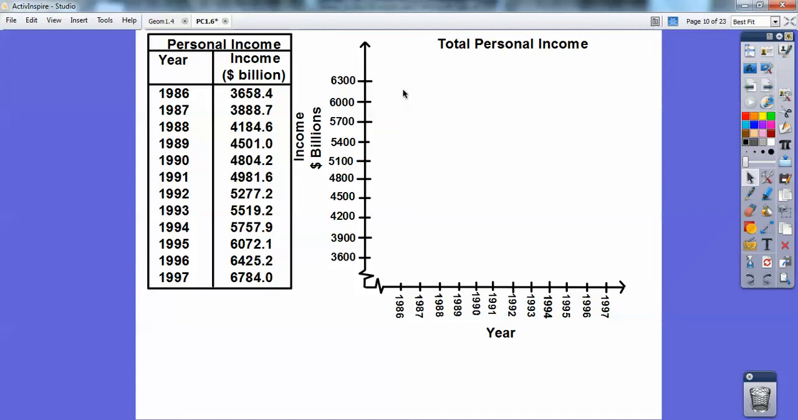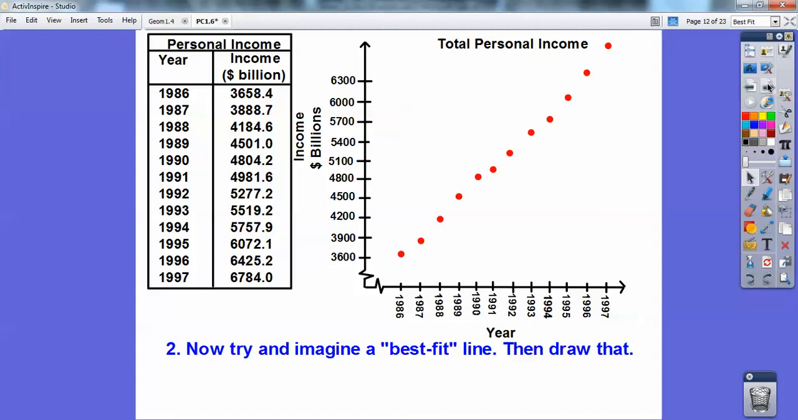And then you just start plotting them, you guys. So 1986, and then that would be right here, and then you go up to 3658. So I don't know, right around there-ish. Okay, and I graphed all of these, so you should get a graph that kind of looks like that. Now those points are pretty close to a straight line. They're pretty linear. They're not exactly a straight line, but they are pretty close. And so if you can imagine a best fitted line that would fit right up there, that's what we're going to call it. We're going to call it a linear regression line later on when we get into it more.